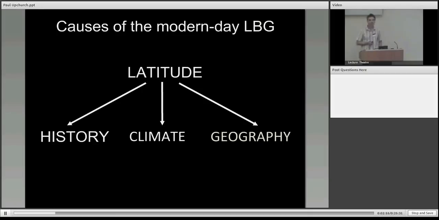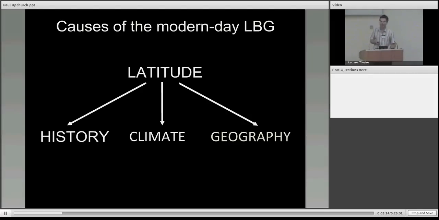Okay, well, what causes the LBG, or the modern type LBG? Well, at last count, there were something like over 100 different explanations for how these patterns come about. Now, of course, these do not have to be mutually exclusive, and we may be able to combine them together in various ways. But we can group these explanations into three broad categories: historical, climatic, and geographic. Because of time, I'm not going to say very much about geography.